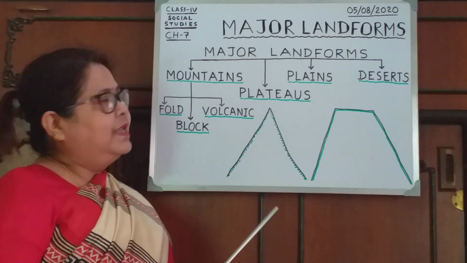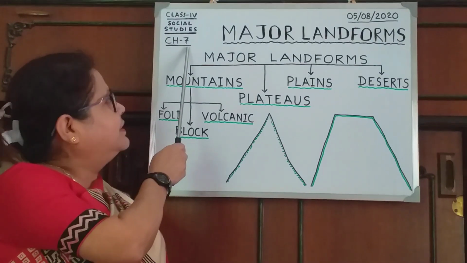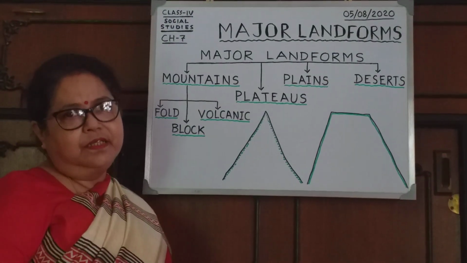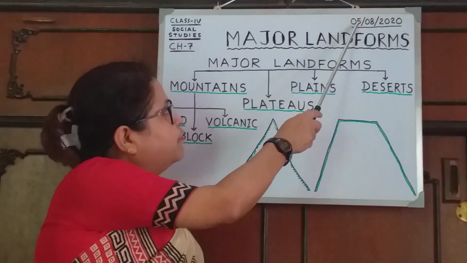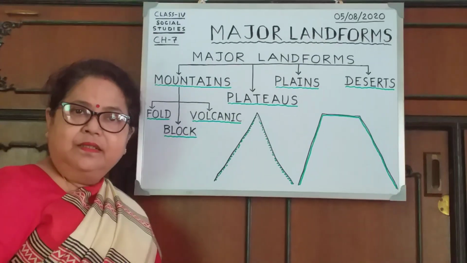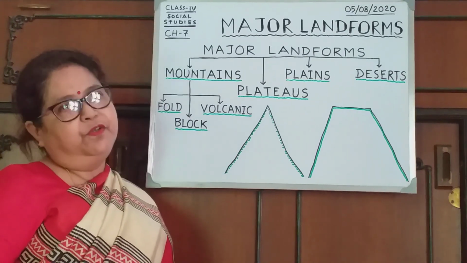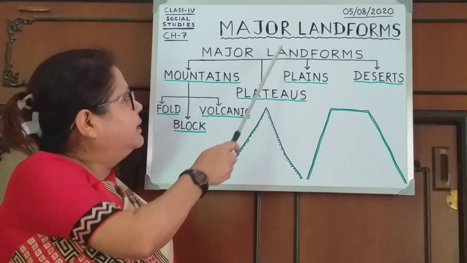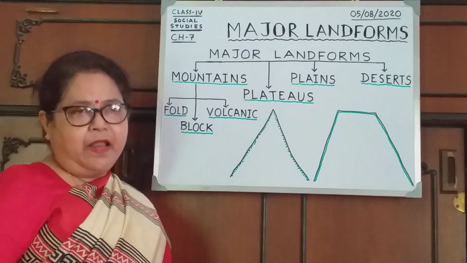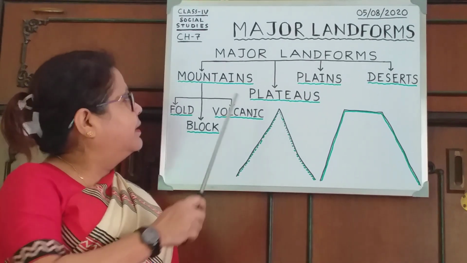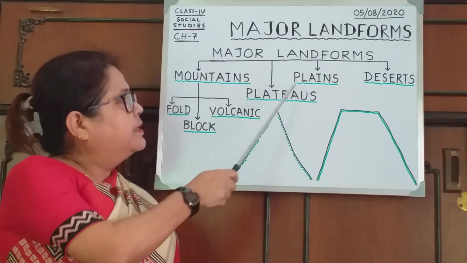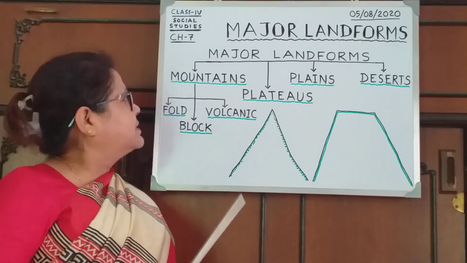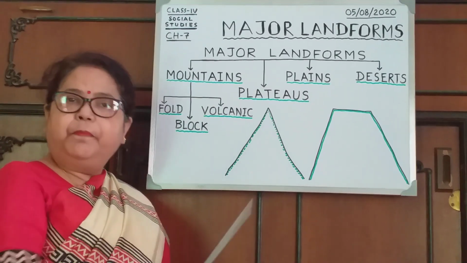Today I'll explain to you chapter 7, major landforms, and this video is connected to the lesson plan for 5th of August. Children, this is a revision lesson plan and revision video also. Now in this chapter there are 4 major landforms explained. They are mountains, plateaus, plains and deserts. Today I'll discuss mountains and plateaus.